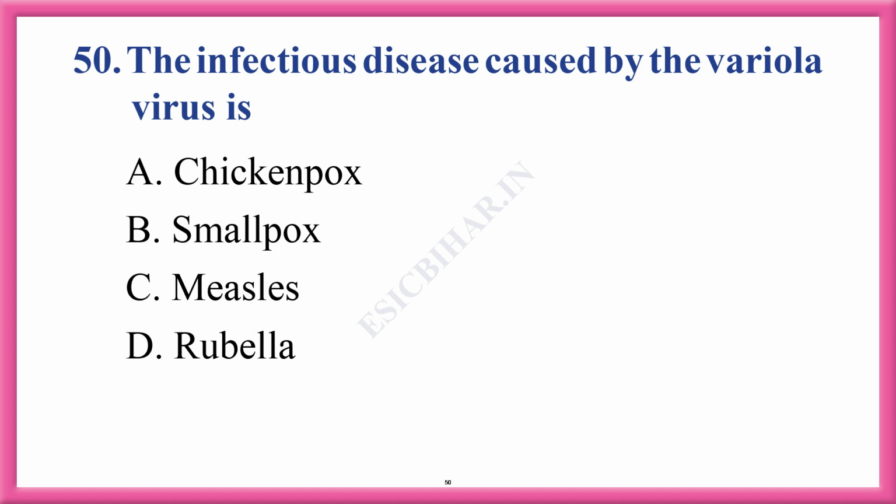Question 50. The infectious disease caused by the variola virus is: A. Chickenpox, B. Smallpox, C. Measles, D. Rubella. And the answer is B. Smallpox.